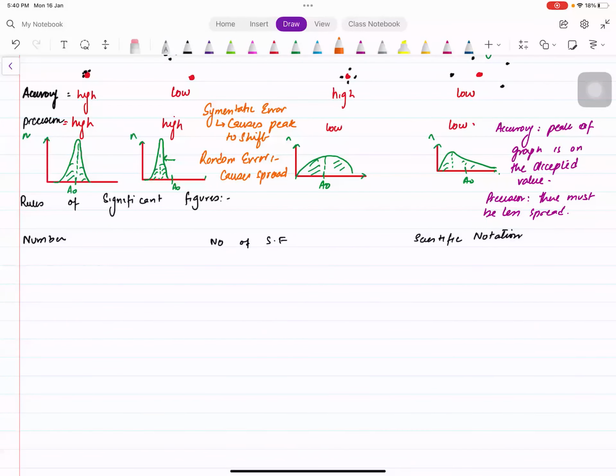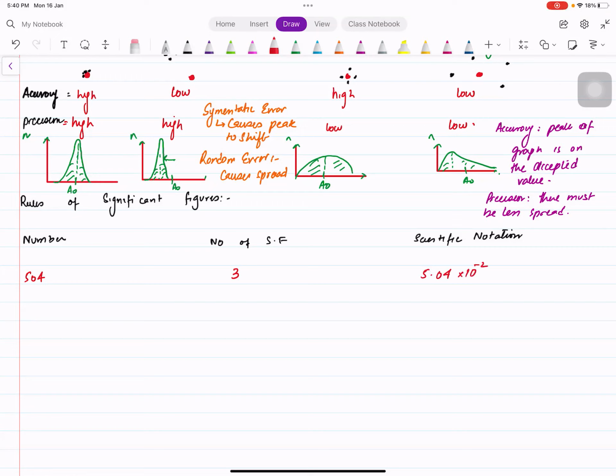so now, rules of significant figures. These are very important. Please learn them before we head on to uncertainties. First of all, you have 504. If there are non-zero numbers at both ends, then the number of significant figures is three, and you can write it in scientific notation as 5.04 times 10 raised to minus 2, like that.